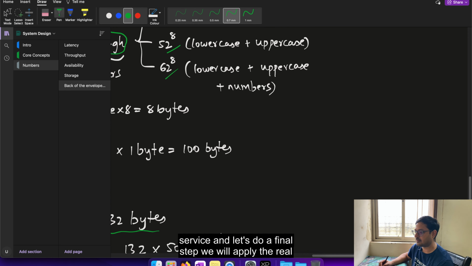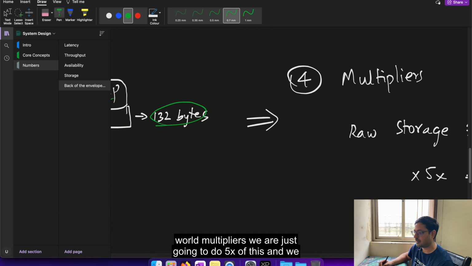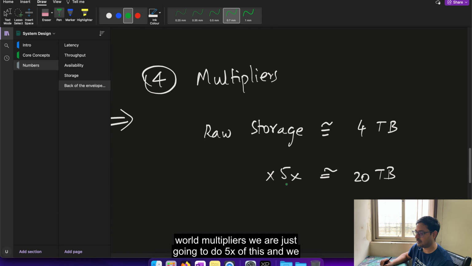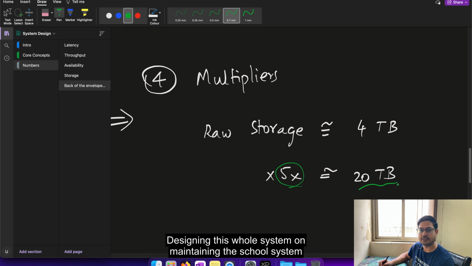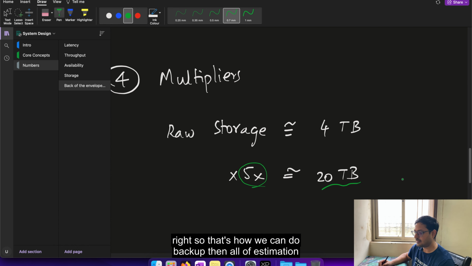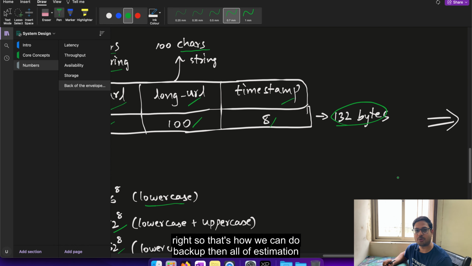And let's do a final step. We will apply the real world multipliers. We are just going to do 5x of this, and we will see that we are going to need 20 terabytes of data for maintaining this whole system for, let's say, the next 5 years, right? So that's how we can do back of the envelope estimation, guys.